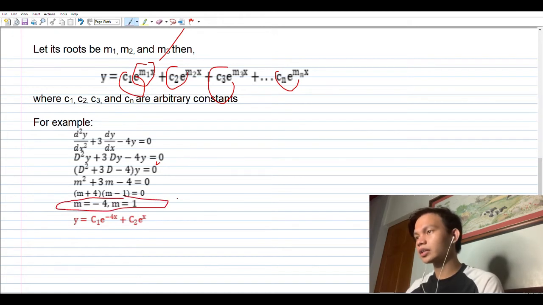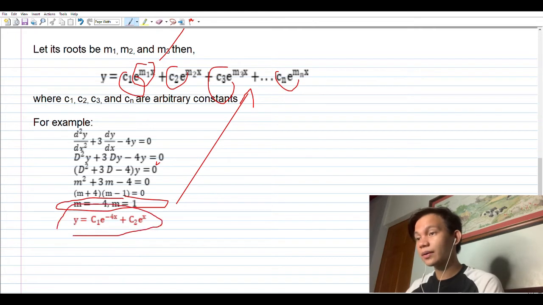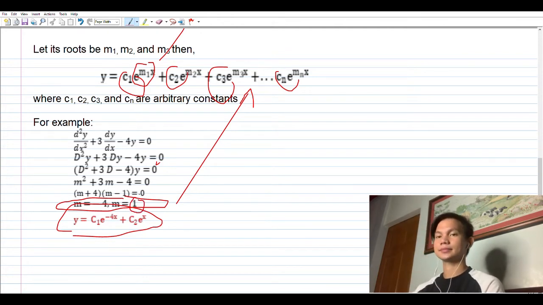Substituting these roots into this equation, we get y is equal to c sub 1 times e raised to the power of negative 4x plus c sub 2 times e raised to the power of x, since the root here is only 1.